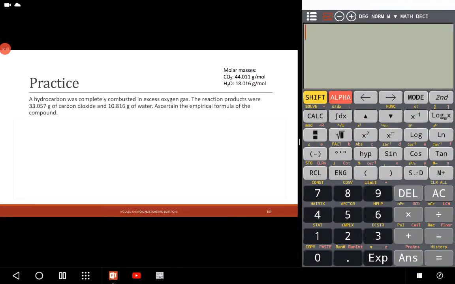Here's a practice problem for you. Go ahead and pause the video and try to work out the empirical formula for a compound that produced in combustion analysis 33.057 grams of carbon dioxide and 10.816 grams of water. Unpause the video when you are ready to continue.